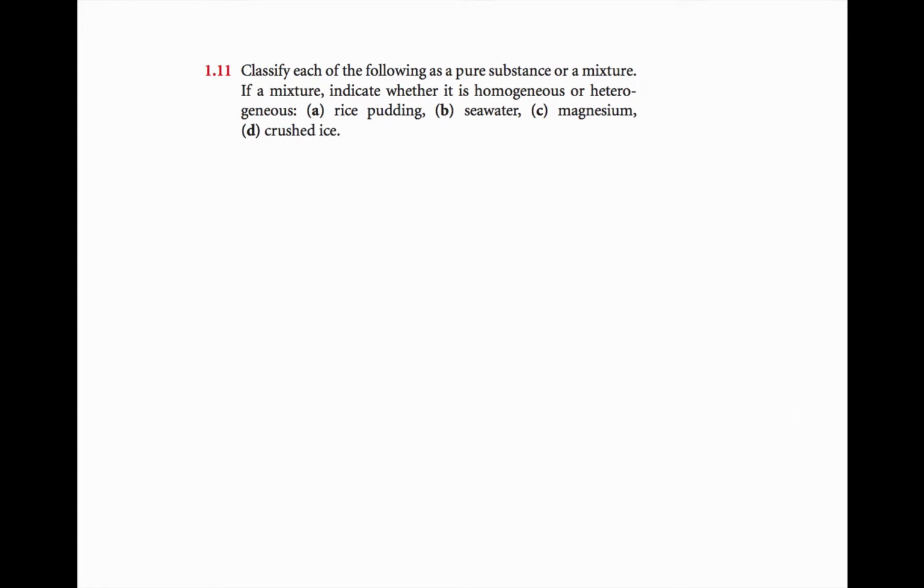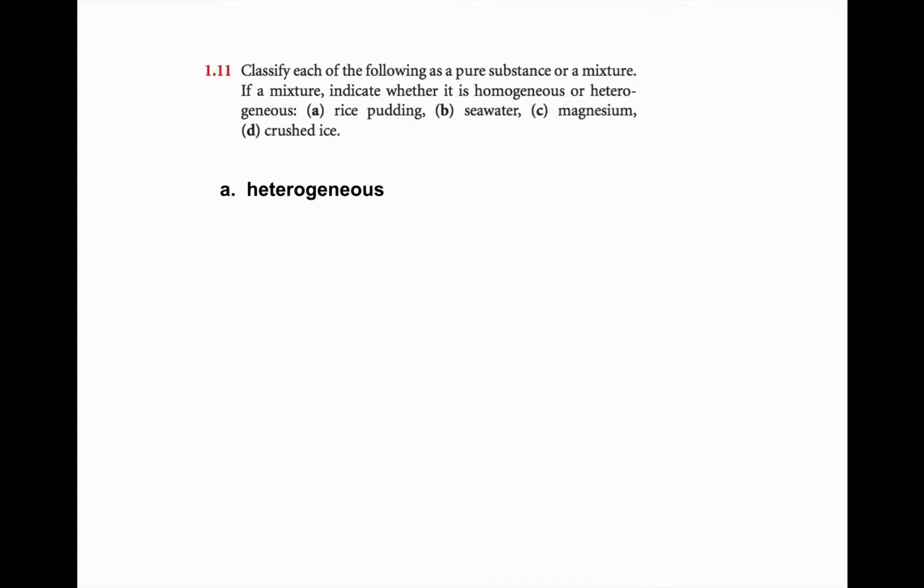Classify the following as a pure substance or a mixture. All right, well, this is easier, right? Pure substances are made of either compounds or elements. Mixtures are compounds and elements in the same proximity. For example, rice pudding would be a mixture. You'd have rice and you'd have pudding. And since I can differentiate between where the rice particles are and the pudding is, it's heterogeneous.